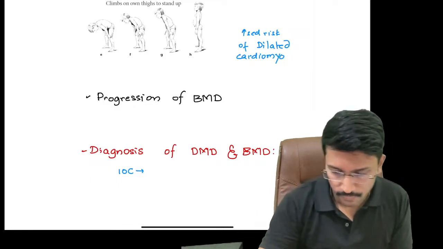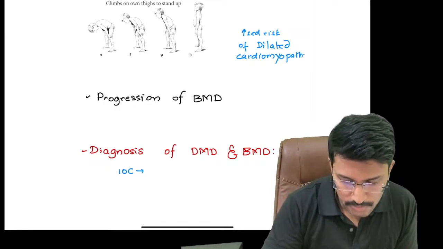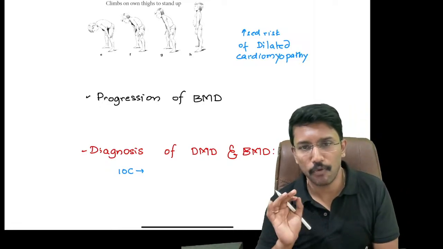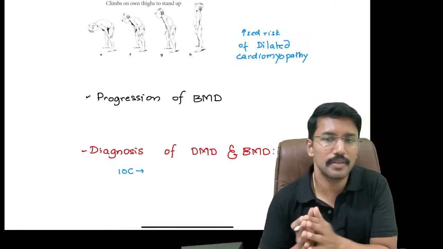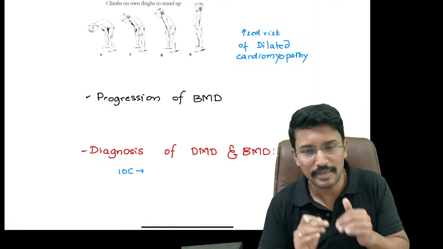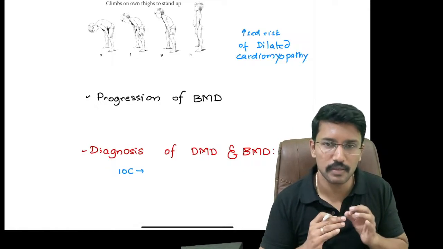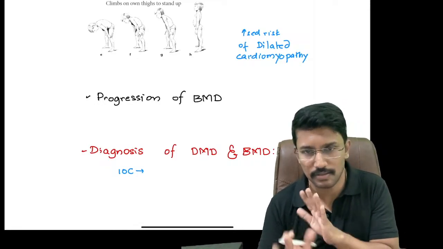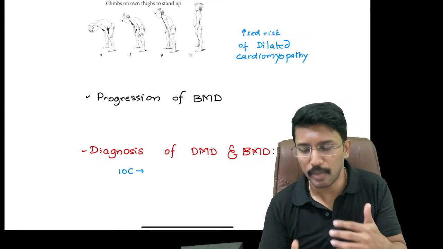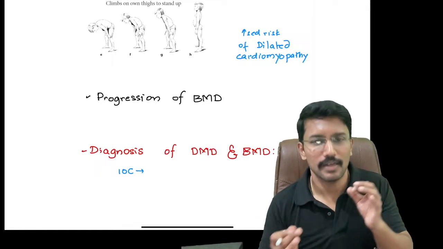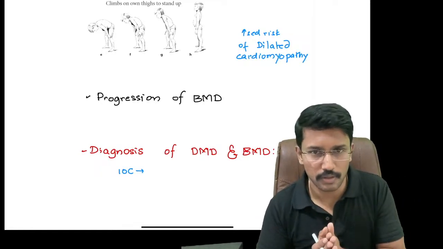So this Gower sign is not highly specific for Duchenne muscular dystrophy. We have to remember that Gower sign primarily indicates that there is weakness of the pelvic girdle and anterior thigh muscles. That's it. And this can happen in various disorders, classically described in a patient with Duchenne muscular dystrophy.